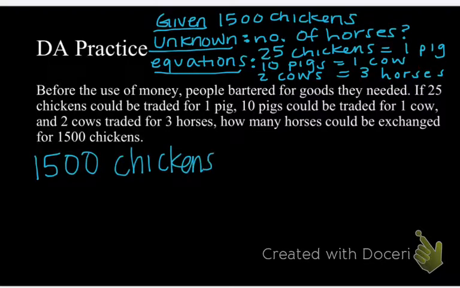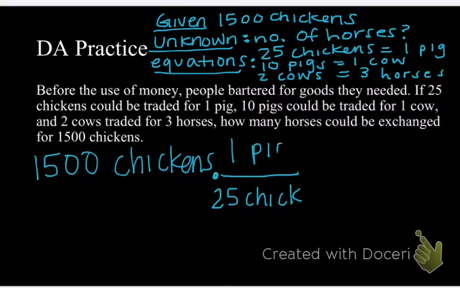Now, to cancel out chickens and go to another unit, I'm going to use the first conversion factor, which is that 25 chickens is equal to 1 pig. So I'm going to multiply that by a fraction where I put 25 chickens on the bottom. And the reason for that is because chickens divided by chickens will be 1. So that unit will cancel out, and I'm left with the unit of pigs. So if I did 1,500 divided by 25, that would give me pigs, okay? So right now chickens have canceled out, and I'm left with pigs, okay?